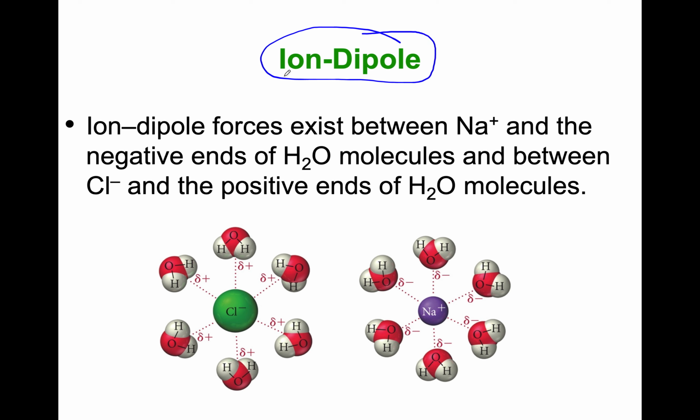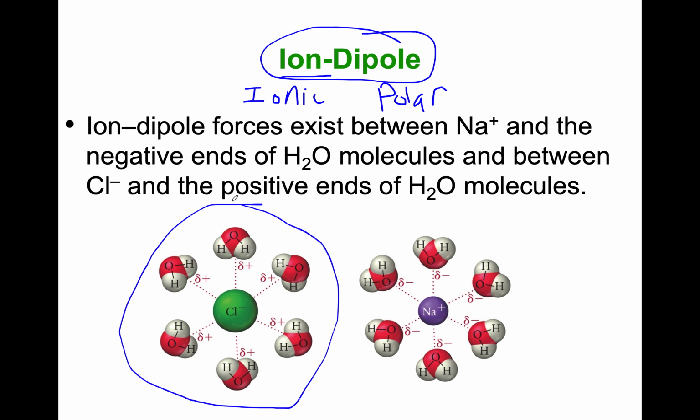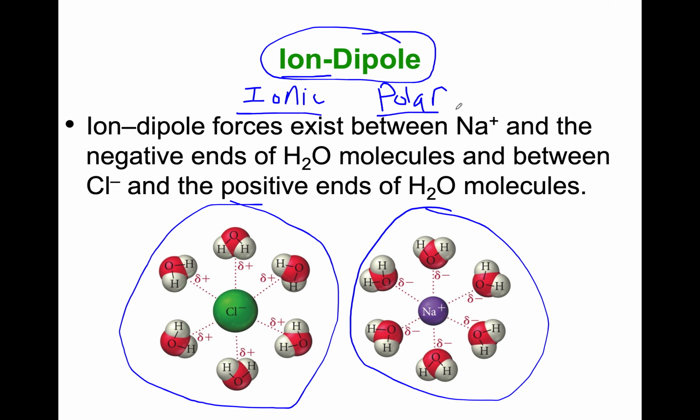Okay, how do we know this? Well, the title gives it away. Ion, that leads us to ionic compounds. And dipole, we've already seen in dipole-dipole, that leads us to polar substances. So an ion-dipole interaction is now a mixture of an ionic compound and a polar compound. So this is aqueous solutions you've been working with all semester. Chloride would be surrounded by the partial positives of hydrogen. Sodium would be surrounded by the partial negatives of oxygen. That would form a solution. Like dissolves like. These are close enough, ionic and polar, that it forms a solution.